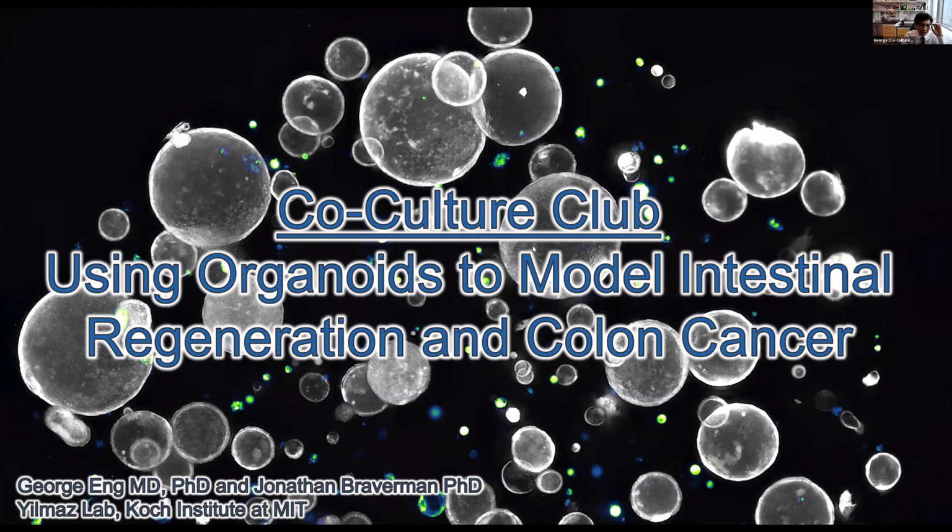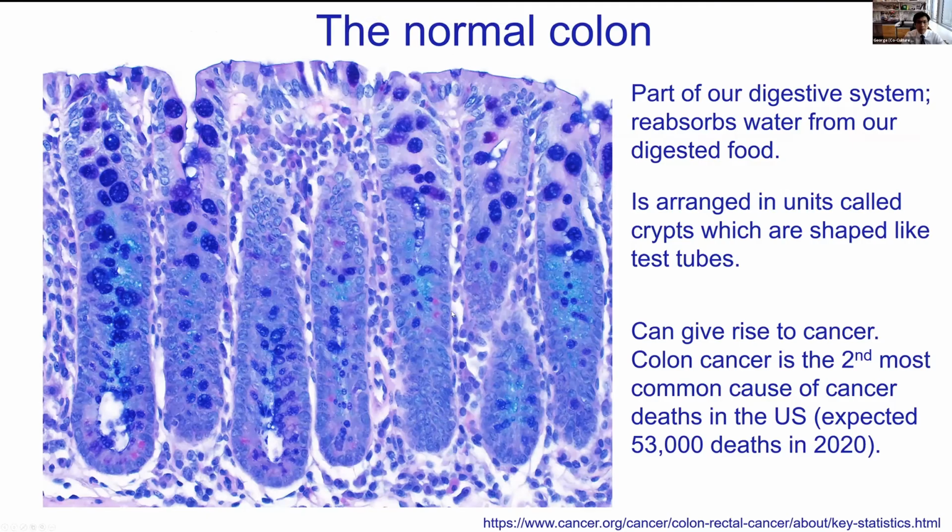Right, and the title of this is Using Organoids to Model Intestinal Regeneration and Colon Cancer. By way of background, this is a histologic image of the normal colon.